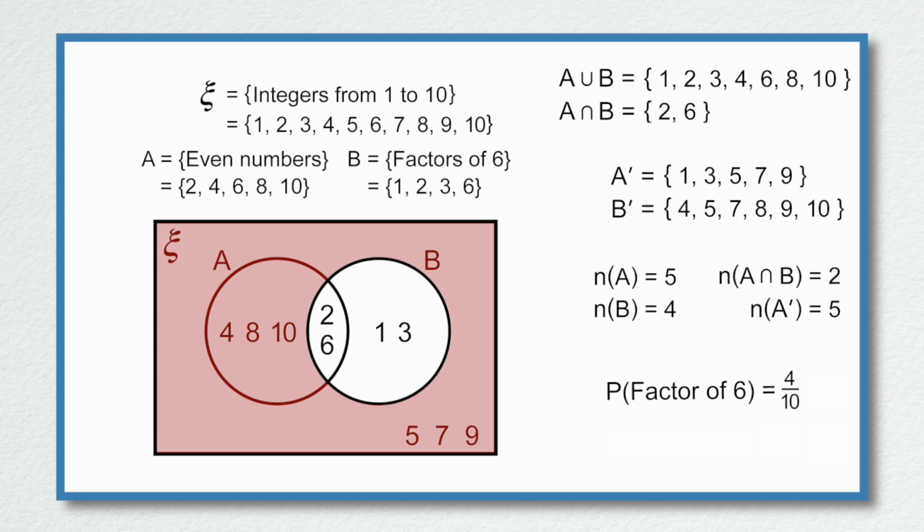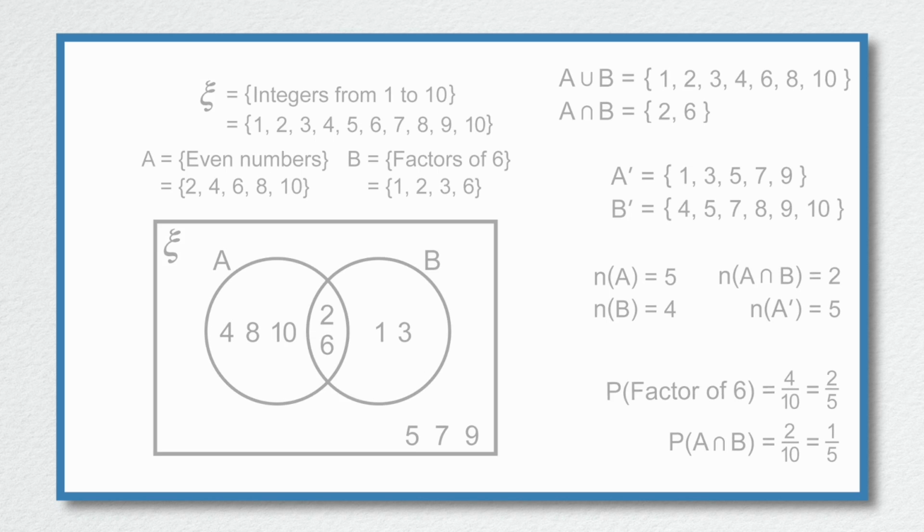Notice that the notation for finding the probability is a capital P. So the probability is 4 over 10, which simplifies to 2 over 5. If we wanted to find the probability of selecting a number that is in both sets A and B, well, there are 2 elements in the intersection, so the probability is 2 over 10, the number of elements in the universal set. And this simplifies to 1/5.